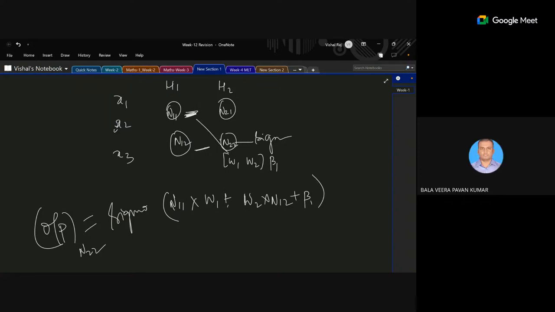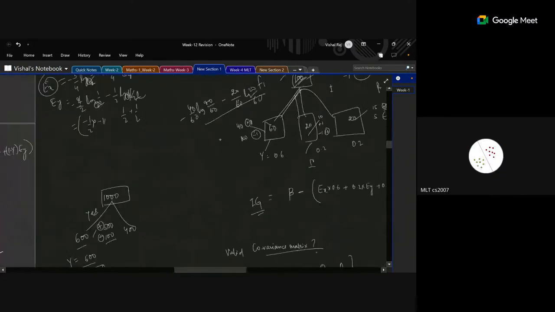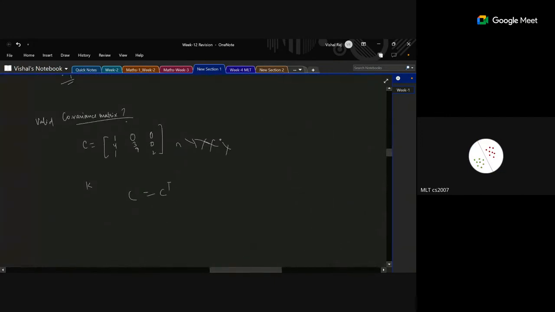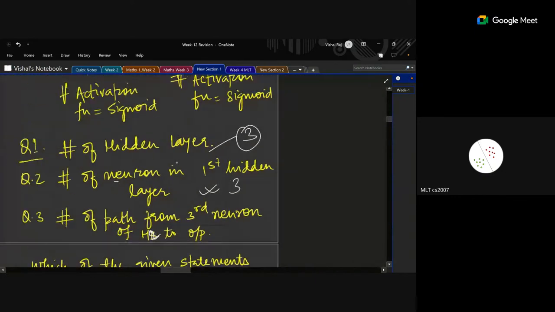Sir, in the last question, covariance, I missed that one. For the covariance matrix, what should it be? Symmetric, correct? C is equal to C transpose, we need to verify that. But one more thing you should be checking is positive semi-definite. What is positive semi-definite? The eigenvalues should be zero or positive, meaning non-negative. For a kernel also, you should be checking both things: symmetric and positive semi-definite.